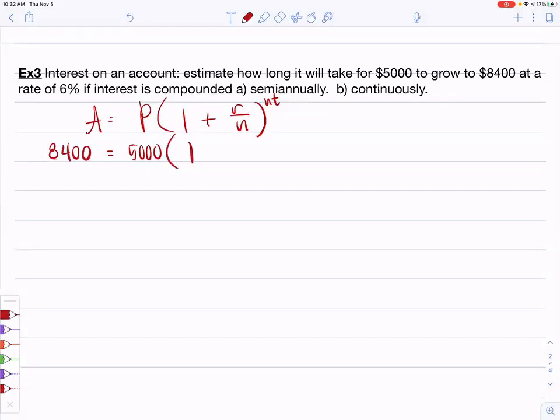Okay, let's get our parentheses in here. One plus, then it says at a rate of 6%, so it would be 0.06, divided by, what's my N? Why is my N 2? Semi-annually is 2. Remember, N is how many times per year, and since it's semi-annually, this is 2 times per year. And then my power is going to be 2T, because I have that N again.